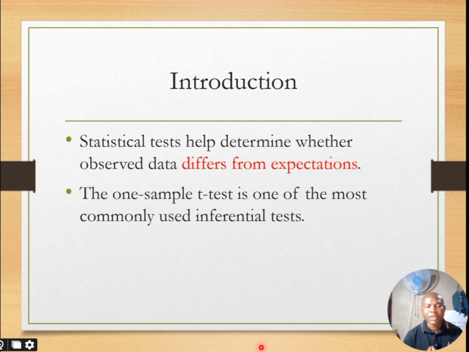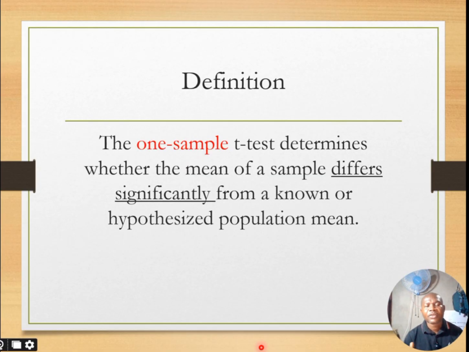Okay, so the one sample t-test is one of the most commonly used inferential statistics, aside from the z-distribution test and the chi-square test. The one sample t-test is also a very important inferential test, and it is an example of the student t-test. By definition, the one sample t-test is used to determine whether the mean of a sample actually differs significantly from a known or hypothesized population mean.